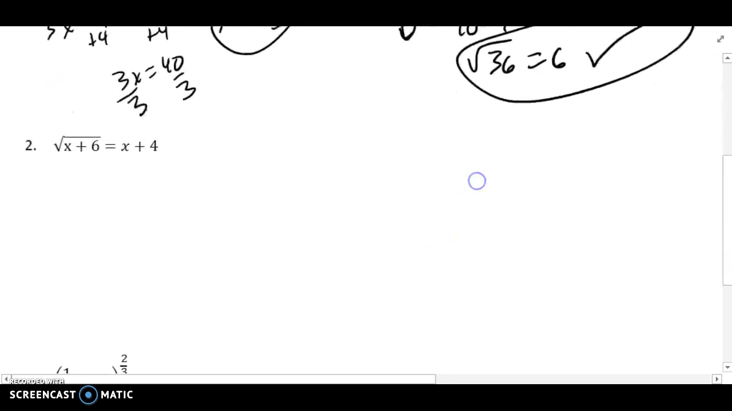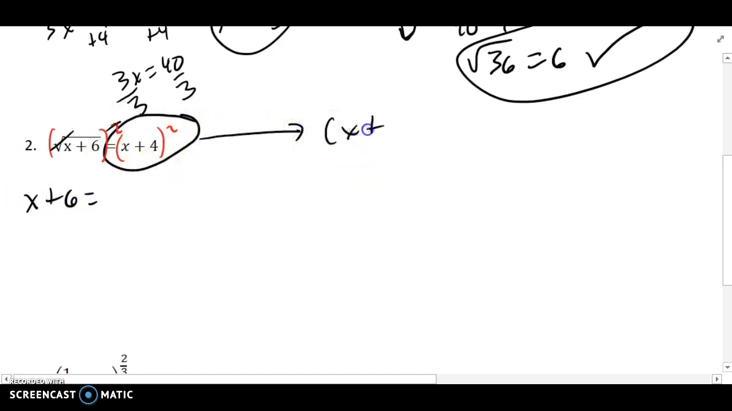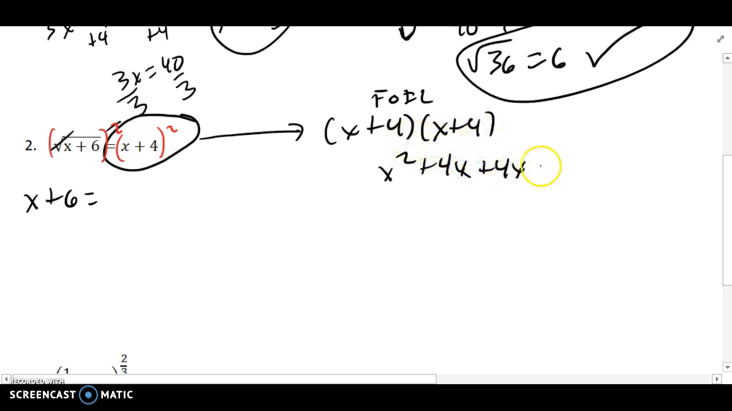All right, next question, we have a root. So we're going to square both sides like that. What's interesting when we square this side, obviously these are going to cancel, so we're going to get x plus 6 equals. But on this side here, we need to move this over here, and we need to FOIL this out. So we go first, x squared, outer, inner, and then last. Those are like terms. So we get x squared plus 8x plus 16.